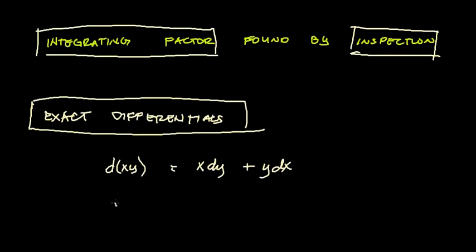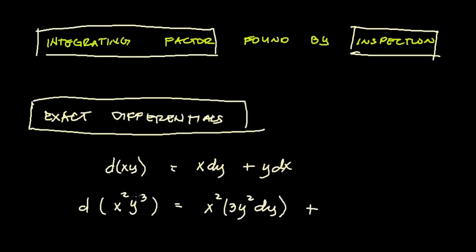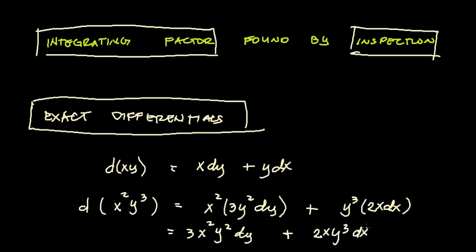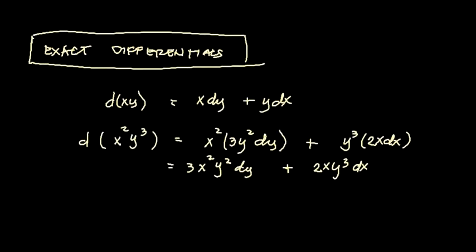Another, say we have x squared y cubed. What is the derivative of this? We have the first times the derivative of the second, plus the second times the derivative of the first. Simplifying this, we have 3x squared y squared dy plus 2x y cubed dx. Okay, so here are samples of exact differentials.